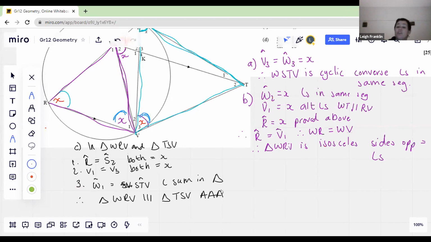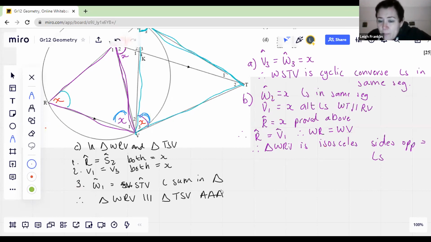Yeah, no, it doesn't matter, Chad. If you said that angle R was equal to angle V3 and that angle V1 was equal to angle S, it doesn't matter, because they're both isosceles triangles. So in this case, no, it doesn't matter. Okay, good question. Thank you.